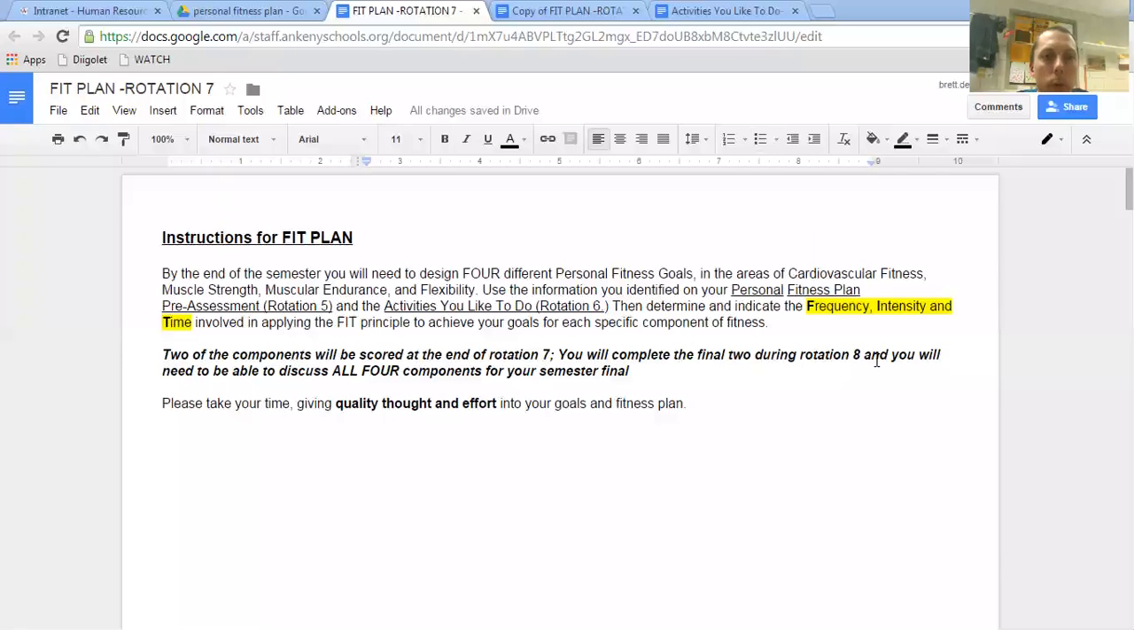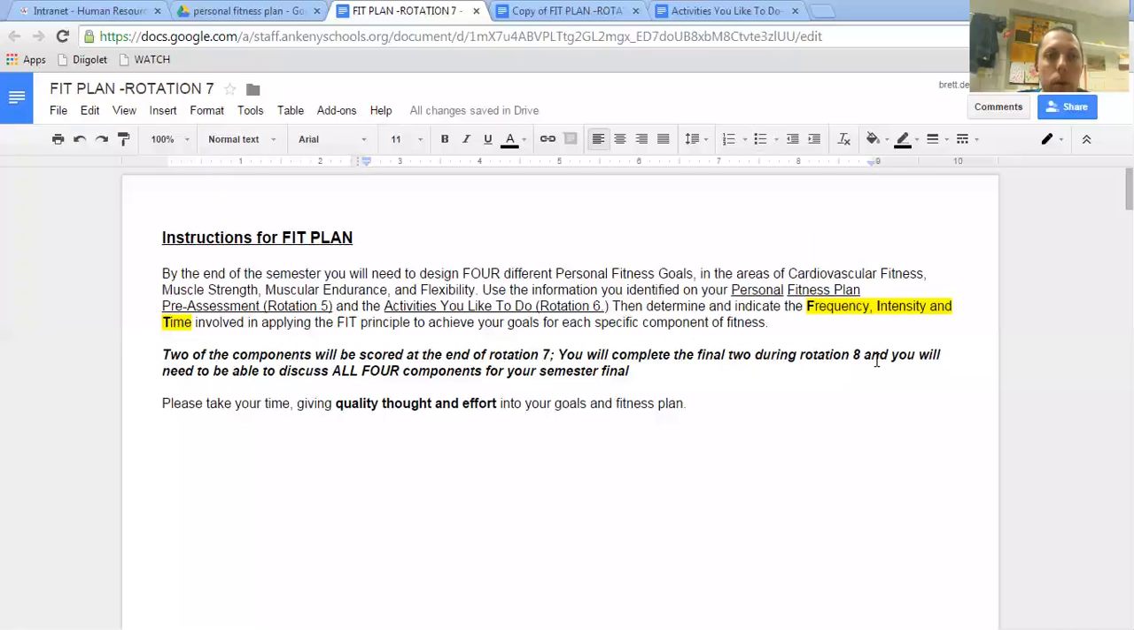We have finally come to the point where you're going to begin creating your personal fitness plan. And this personal fitness plan is going to take into information from your pre-assessment in rotation 5. It's going to take into information from activities you like to do, which you did in rotation 6. And it's going to combine them together for your rotation 7 and your rotation 8 assessments.